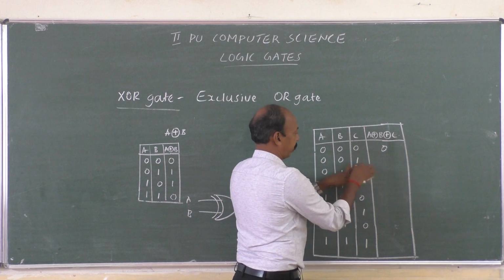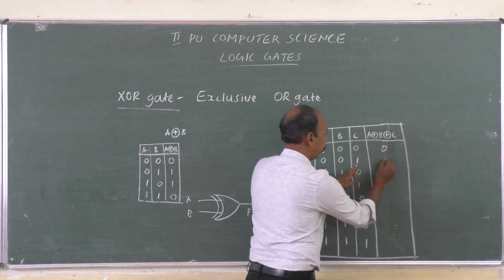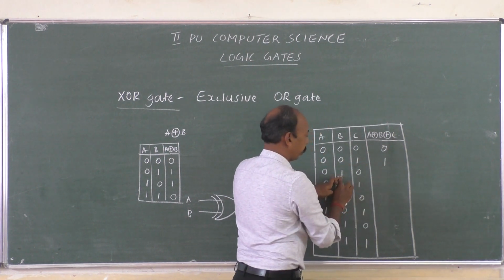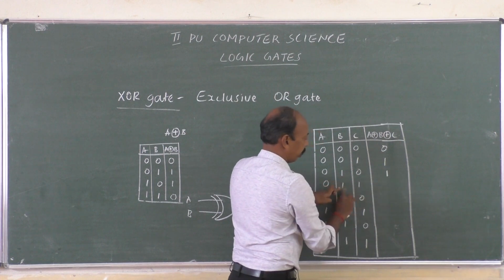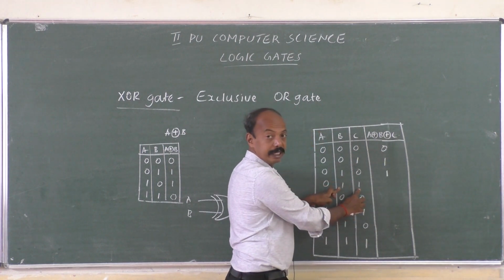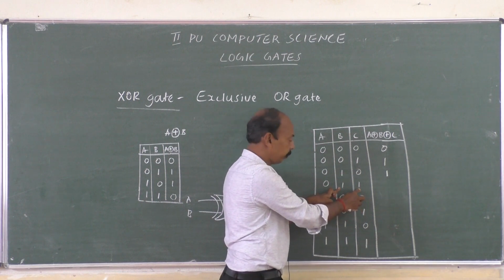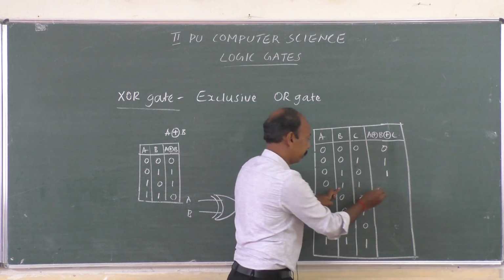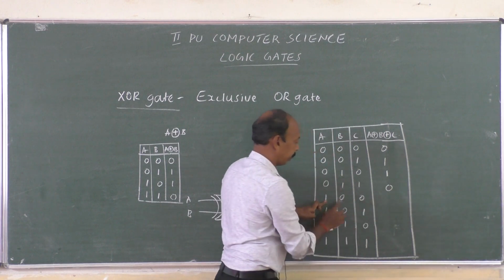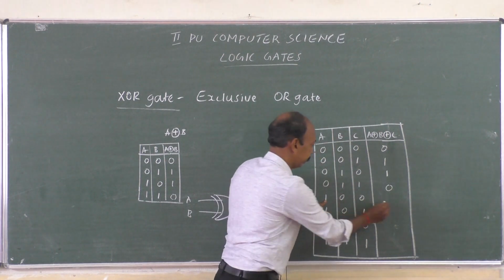How many ones are there? Only one 1, so it will be 1. Again, only one 1 is there, 1. Two ones, so it is even. When it's even, we know that when we have an even number of ones, the output will be 0. So 0. Again, only one 1 is there, so it is 1.